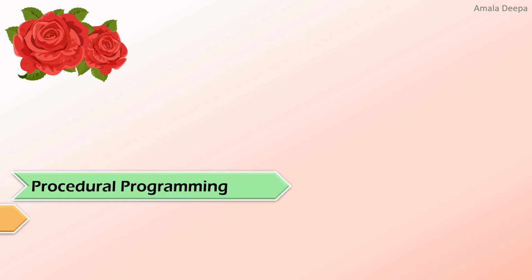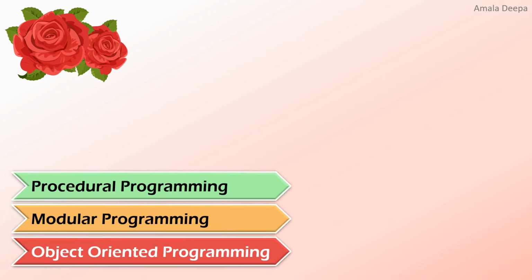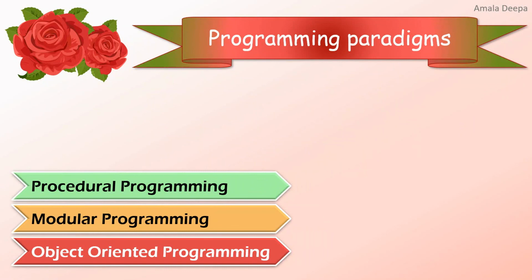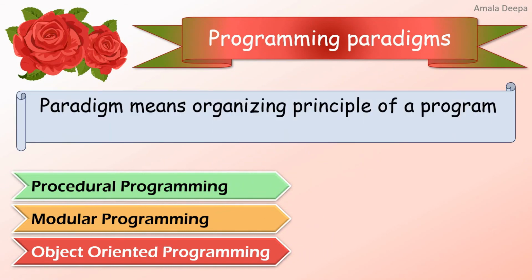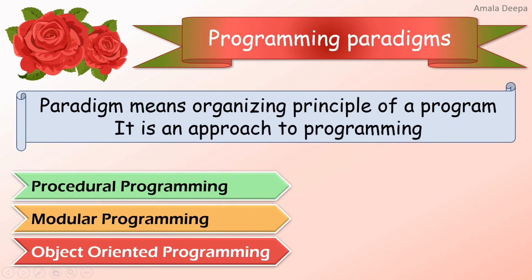Procedural programming, modular programming, object-oriented programming. These are some of the programming paradigms. Paradigm means organizing principle of a program. It is an approach to programming. There are different approaches to solving a problem. A software developer or programmer may choose any one of these approaches. Each of these programming techniques is based on certain principles. The principle on which a program or software is built is called a paradigm.